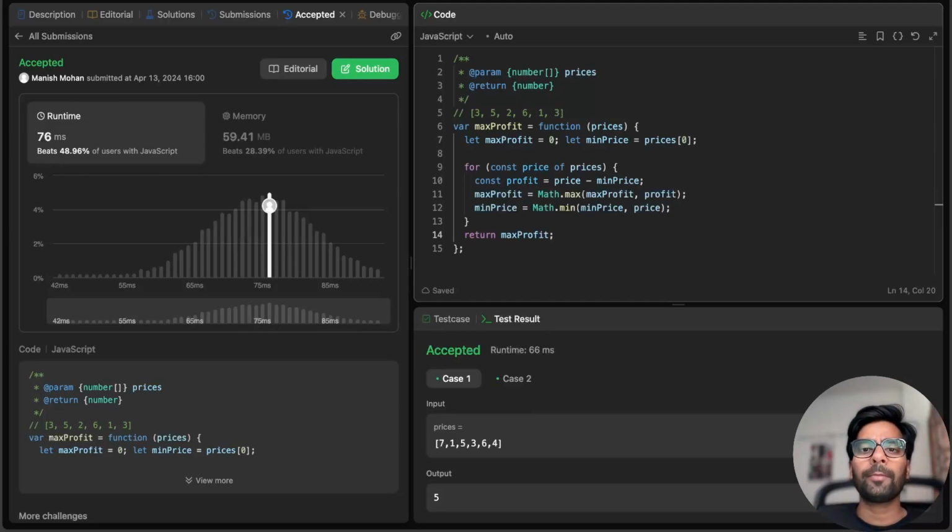If you talk about the time complexity, since we are just traversing each of the elements only once, the time complexity is O of n. And if you talk about the space complexity, we are not using any extra space except two variables. So this is constant space, O of 1.